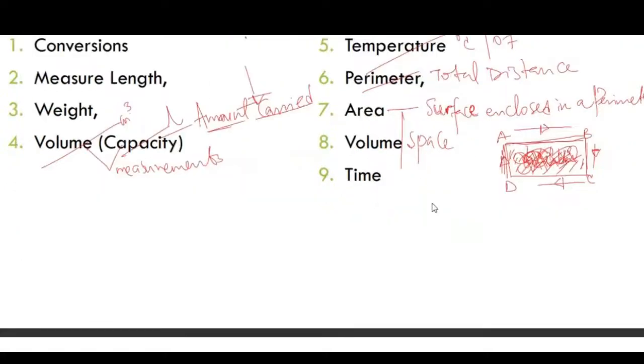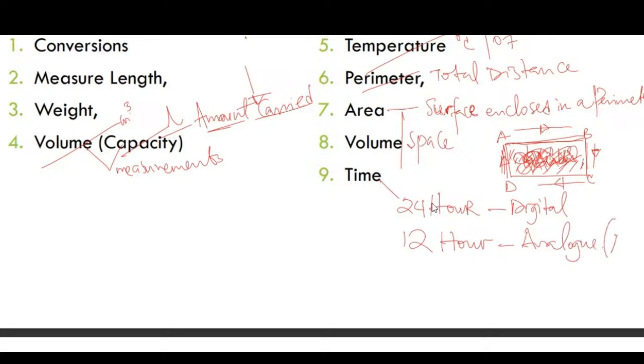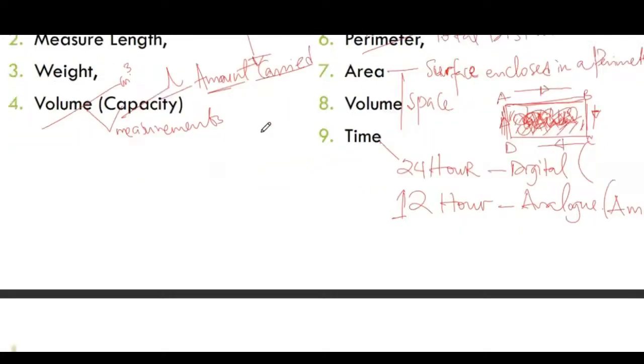All right, then time. We shall see time. There are 2 things we need. We have the 24-hour system and we have the 12-hour system. Some people call this the digital format, and this one they call the analog. You understand? Here we have the AM and the PM. Here we have nothing like that. All right? Keep in mind what we need.